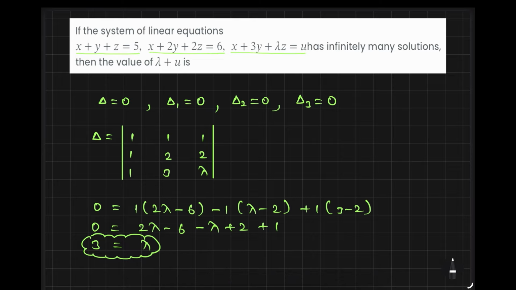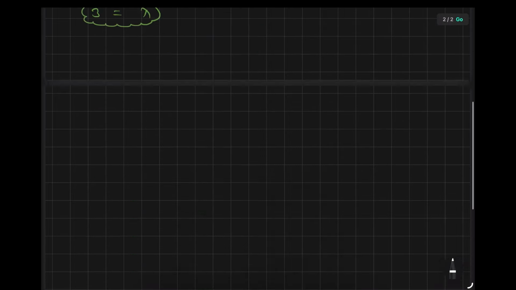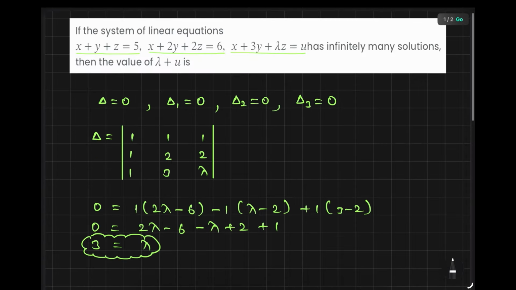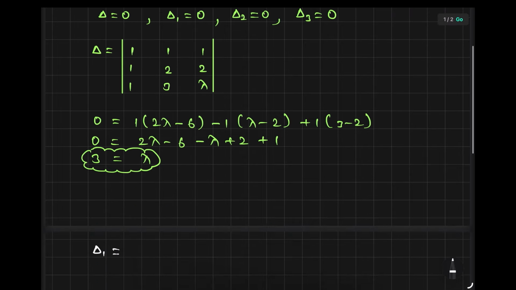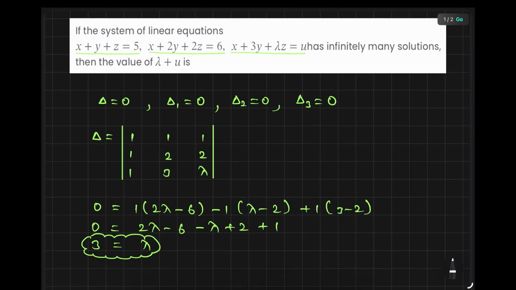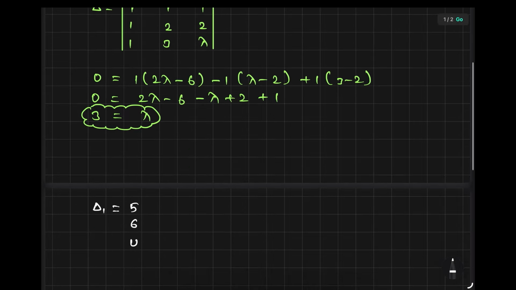Now I will talk about D1, okay. Look at your D1. D1 means the variables will be in the first line, then the constants will be in the first line, okay. So 5 6 u, you got 5 6 u, and the remaining two lines will remain the same. So the remaining two lines are this, correct. Now if you solve, it is 1 2 3, 1 2 3, 1 2 3, because you already got the value of lambda, so you can use it there.